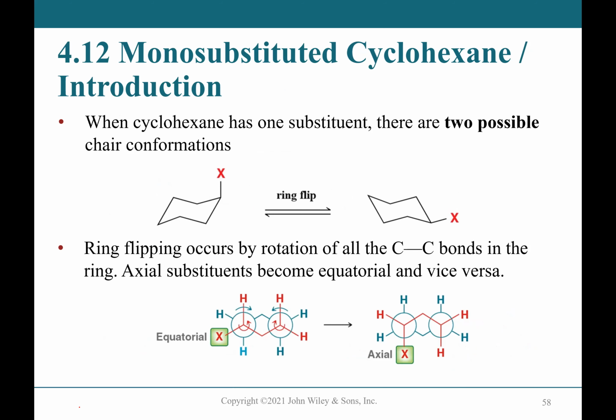So when cyclohexane has one substituent, there are two possible chair conformations. And it can ring flip, and that's what happens right here. If this comes up, this comes down, and that's how you get this one to be in up position. This one can be in the down position. That occurs by rotation of all the carbon-carbon bonds in the ring.